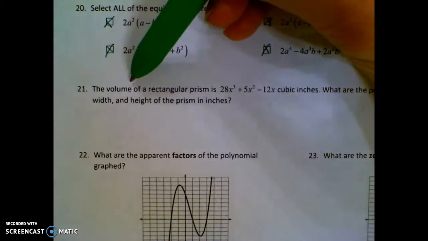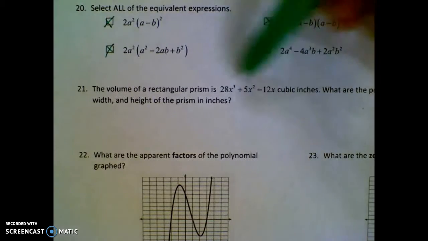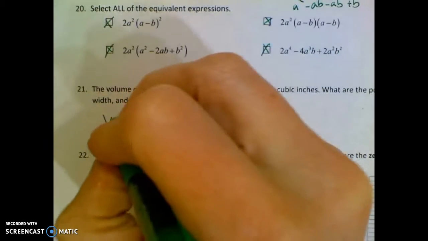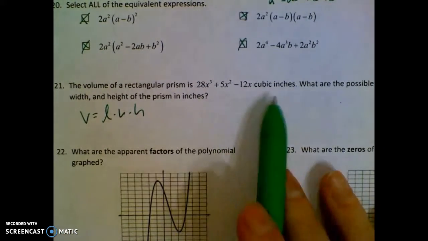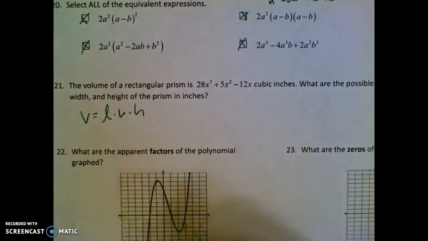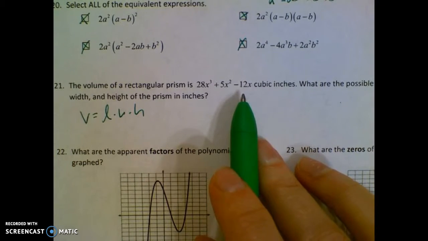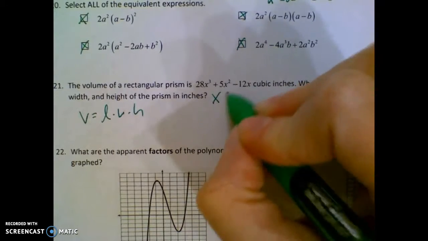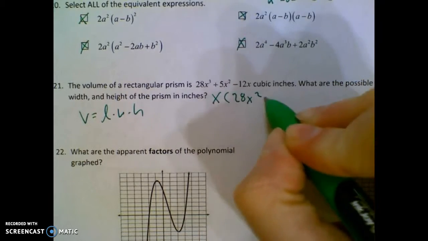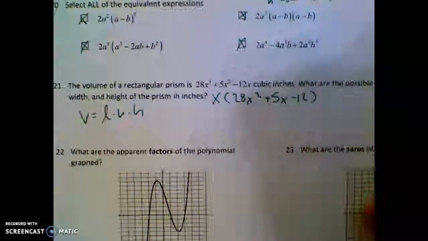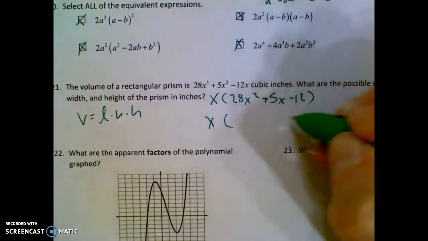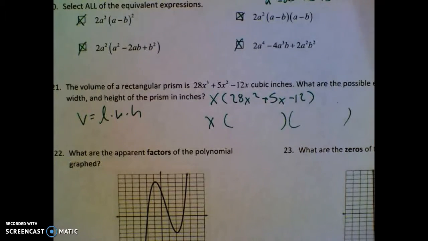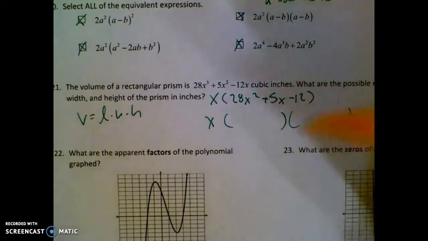Question 21 asks you to find the volume of a rectangular prism, given this information here. Well, we know that volume is length times width times height, which means that if I factor this, I should get 3 things multiplied. Looking at it initially, I can see I can factor out an x, so that's going to be 28x squared plus 5x minus 12. Then I'm going to have to factor this one right here, so I would probably just guess and check. There are several options for guessing and checking, but it's probably not going to be that difficult.